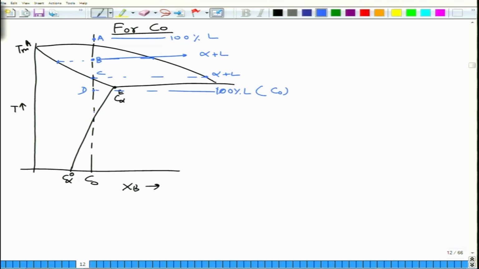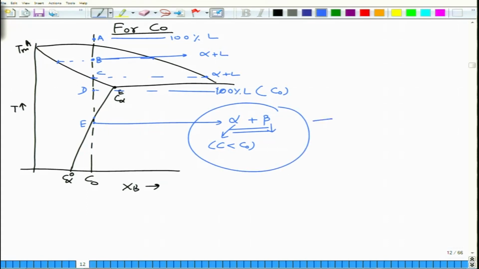The problem now, when you cross this line at this particular point, then what happens is that the solid solubility of alpha starts decreasing and you start forming some beta. Now at this point, let us say point E, you will have alpha with some beta in it, and this alpha composition will be lower than C naught, and this beta composition will be given by the tie line. So, we will look at what this is in the next lecture.